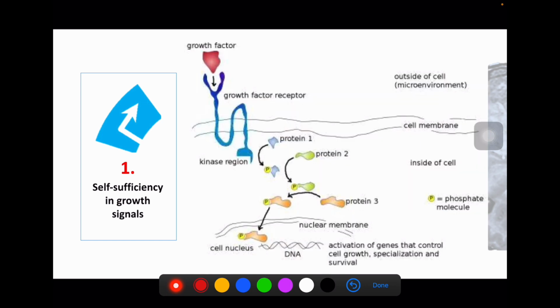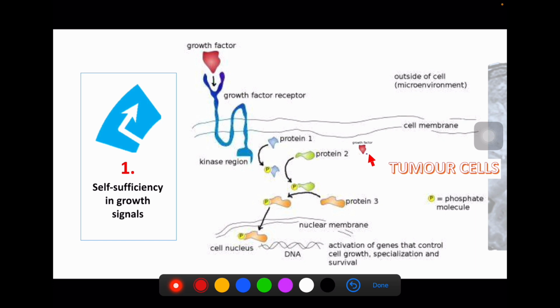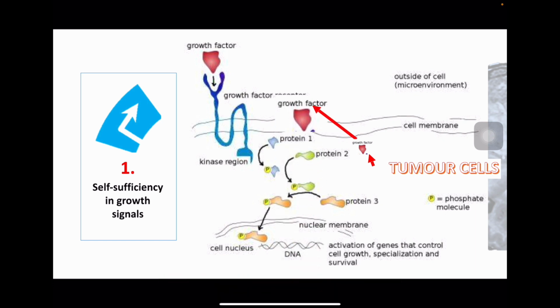Let me show you. All right, remember this. So what happened now? The tumor cells, this is tumor cells. What they do is they produce a growth factor inside the cytoplasm, and this growth factor will go outside.